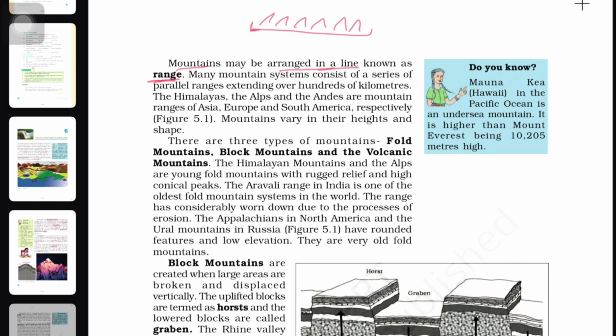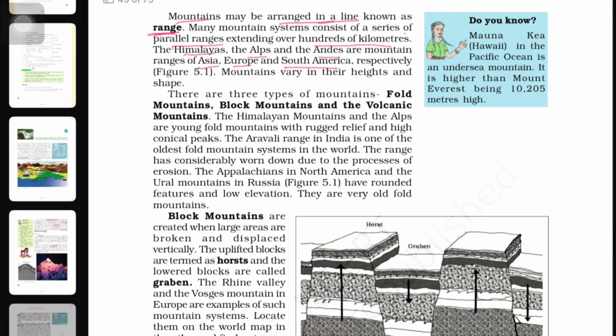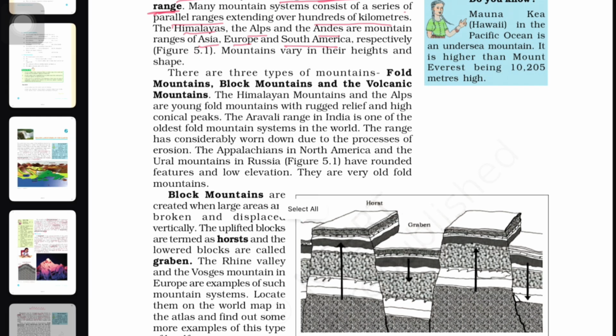Many mountain systems consist of a series of parallel ranges extending over hundreds of kilometers. Himalayas, Alps, and Andes are the mountain ranges of Asia, Europe, and South America. So as examples, you can write the major mountain ranges: the first one is our Himalayas, the second one is the Alps, and the Andes. Okay. Then come the types of mountains. There are three types of mountains. The first one is fold mountain, the second one is block mountain, and the third one is volcanic mountain.